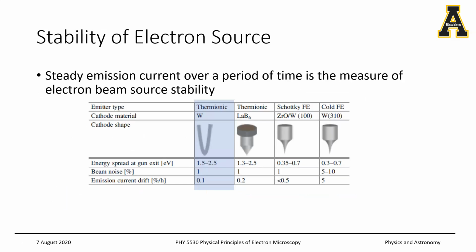Again, along with the operating temperature, it is important to note that the stability of the electron beam should also be uniform over time. So you don't want to be taking an image, and sometimes acquiring an image can take up to a few minutes, and you don't want the emission current or the electron source fluctuating while you're taking an image, because that's going to end up deteriorating the quality of the image that you see.